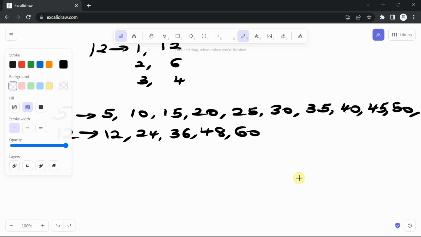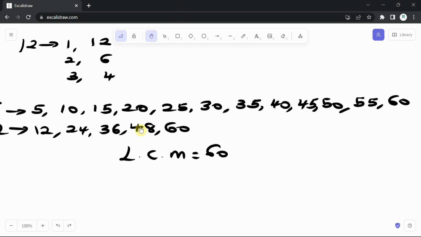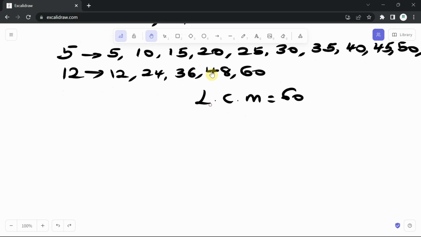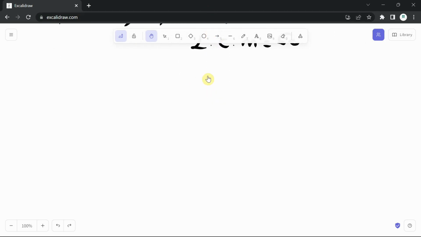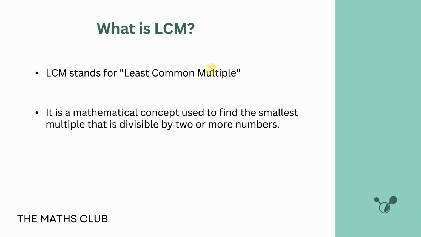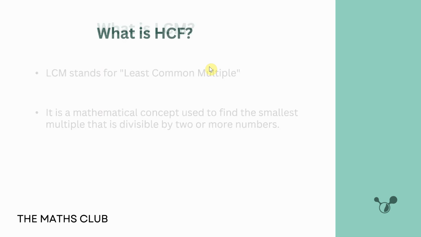So the LCM in this case is actually 60, right? So you can see that it's a very long thing for me to be listing all of these things individually. Fortunately for us, there are methods that we can use to find these things, right? And I'll look at that shortly.